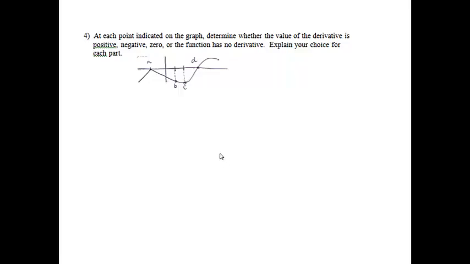Okay, number 4, at each point indicated on the graph, determine whether the value of the derivative is positive, negative, 0, or the function has no derivative. Explain your choice for each part. So if I'm looking at A, I'm seeing a sharp turn at A, so I know there's going to be no derivative, and I can just say because of a sharp turn.